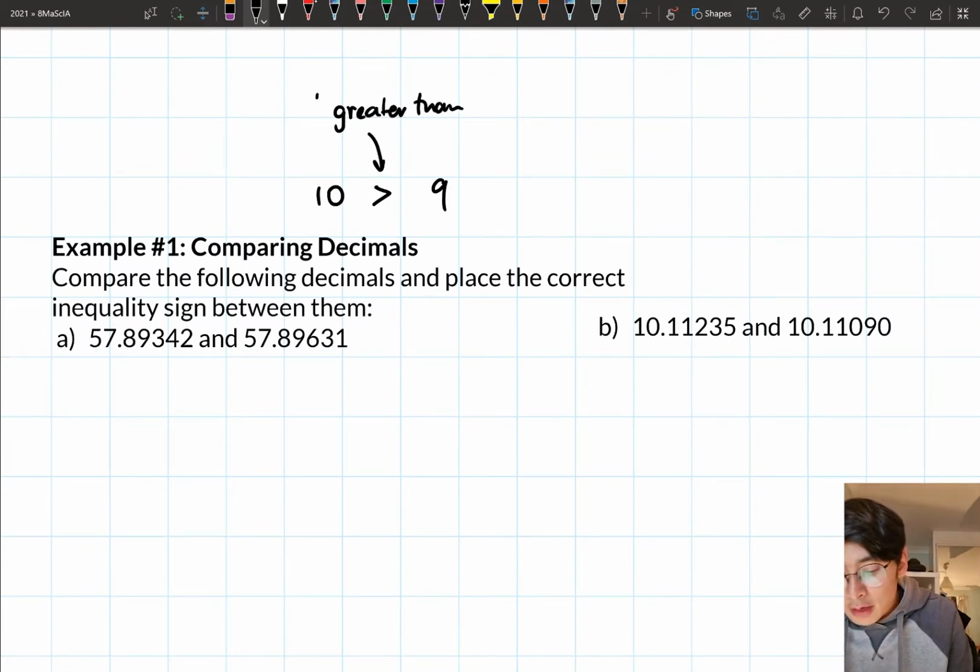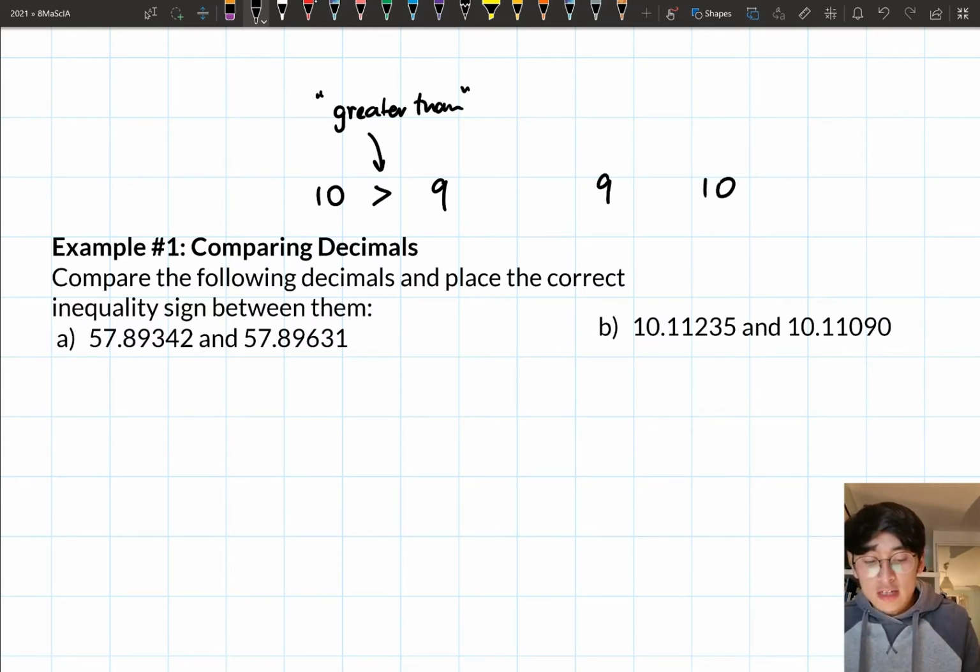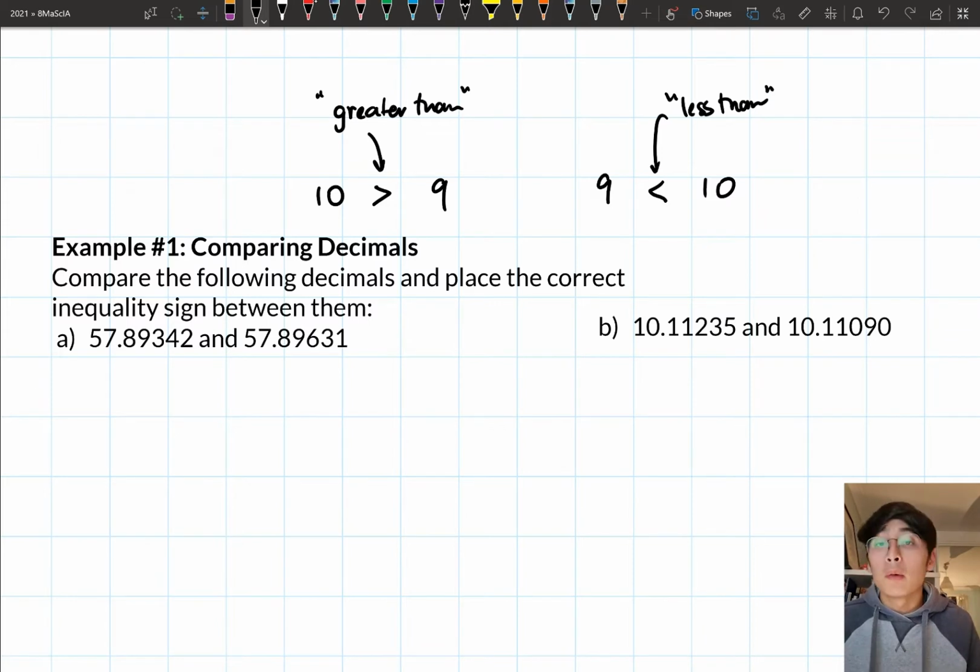So what we know from here is that 10 is greater than 9. But you've also got the other way. If I've got 9 and 10 and I want to compare them, I would use this symbol in the other direction. This symbol means less than, and 9 is less than 10. So what we want to figure out is which one of these numbers is bigger than the other one, and then compare them and put the right symbol there.